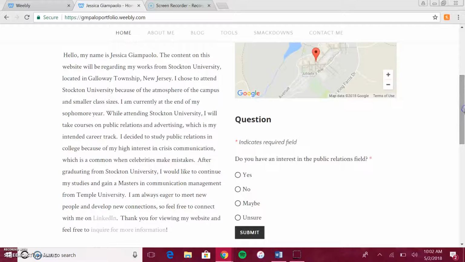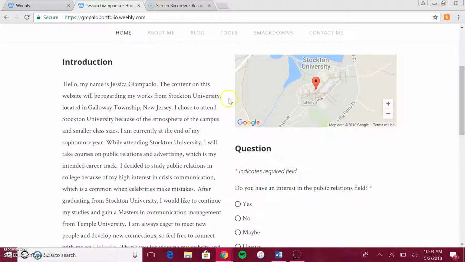And then in my introduction, I do say that I'm eager to meet new connections. So I linked my LinkedIn. And then I also have this link that goes to my contact me page if people have any questions. So next to it, I have the map. You can't miss that one there.